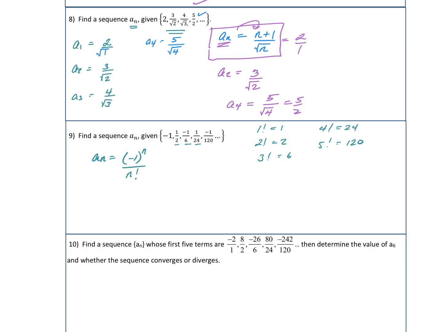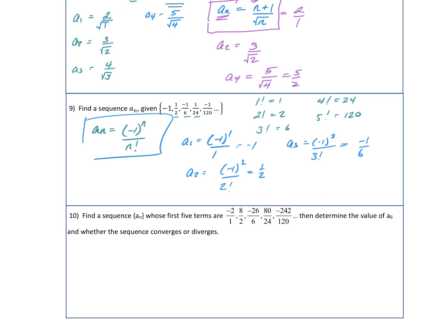But let's just confirm it. So a sub 1 would be -1 to the first over 1, which is just -1. A sub 2 would be -1 squared, which makes it positive, over 2 factorial, so we get 1 over 2. A sub 3 would be -1 cubed, so it's odd again, and then 3 factorial, which is -1 over 6, so that looks good. So that's my a sub n.